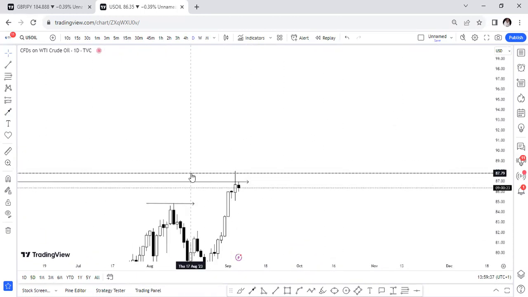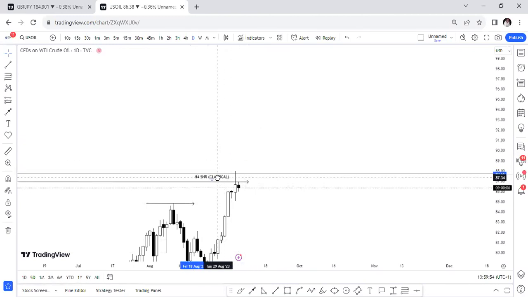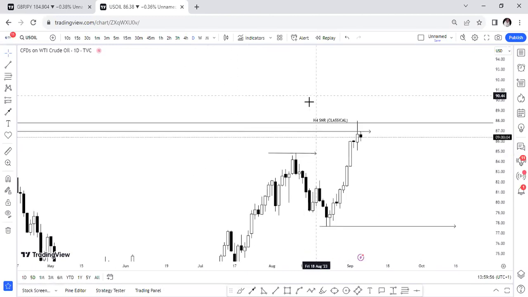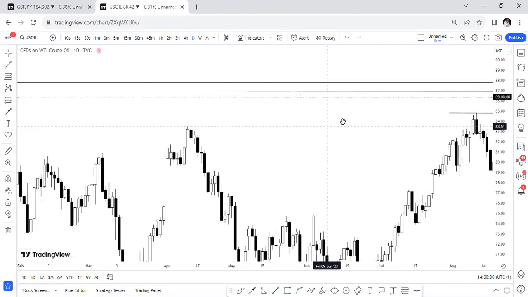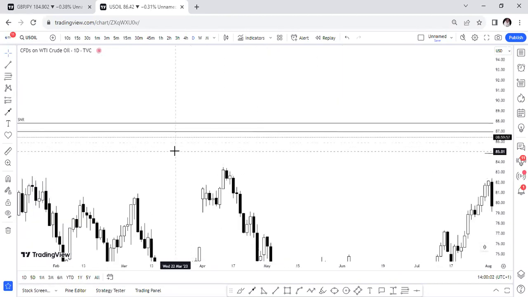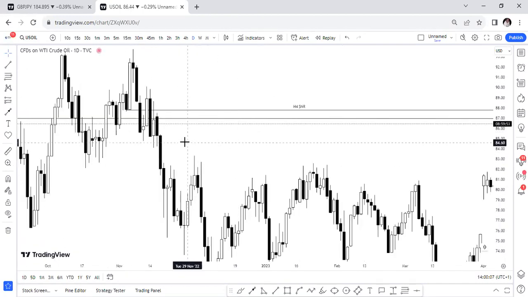It's long. It's really long. 4 hours SNR, which is classical SNR. It's coming for 4 hours. This is the daily stuff. So you can see the obstacle above the daily, this daily stuff.